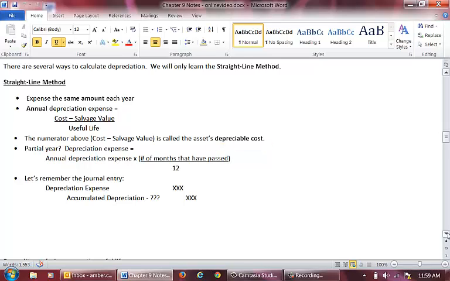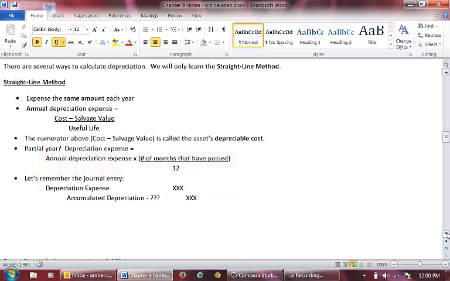If the asset is purchased or sold during the year, you must calculate the amount of depreciation for the portion of the year the asset was held. You simply take the annual depreciation expense calculated previously and multiply that amount by the fraction of the year that the asset was held. For example, if the asset was purchased on September the 1st, then the asset was held for 4 months. You would calculate the annual depreciation amount and multiply it by 4/12 to calculate the partial year depreciation.